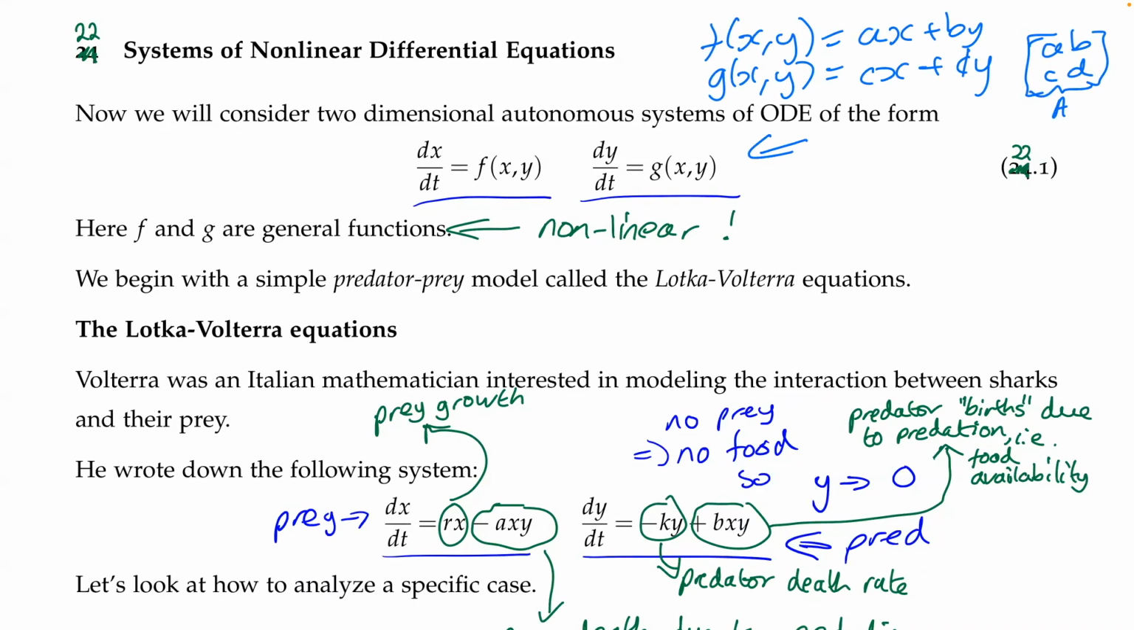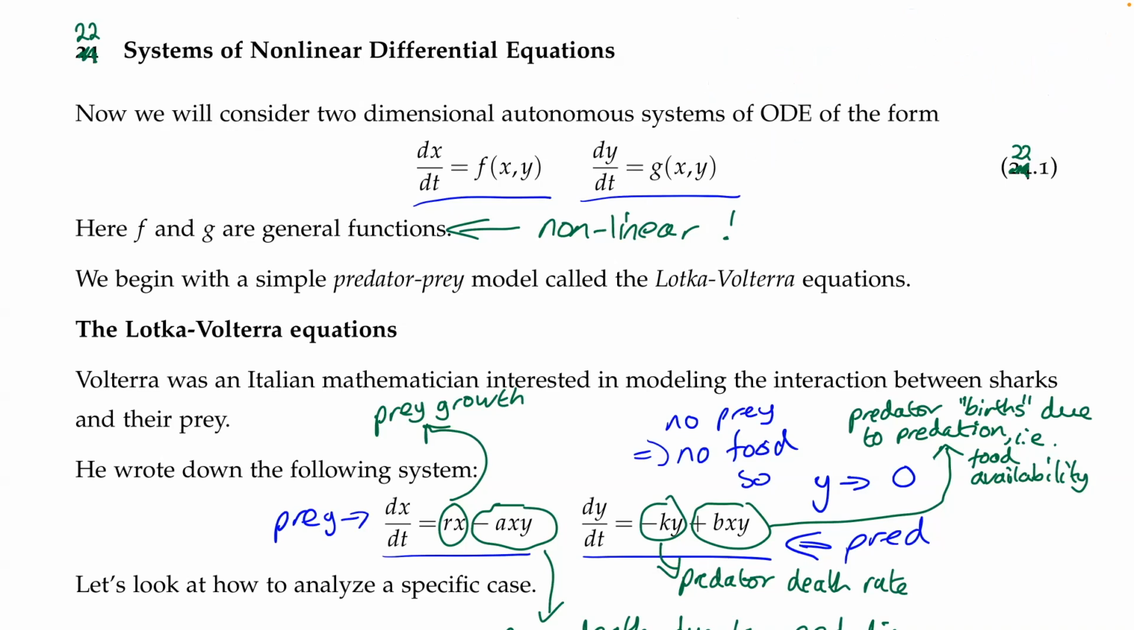Now, though, we're going to be thinking about general nonlinear systems. That means that, for example, we might have x squared terms in here, you might have xy terms, there might be exponentials or whatever. So they're no longer linear, which means we can't write them in that same matrix form.